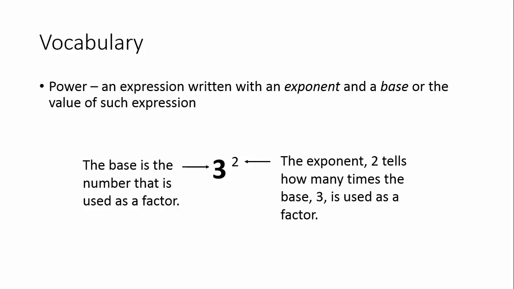So if we look at 3 to the second, the base is the number that's used as the factor, so the 3, the larger number. The exponent, which is the smaller number, the 2, tells how many times the base 3 is used as a factor. So you want to remember the larger number is the base and the smaller number is the exponent.